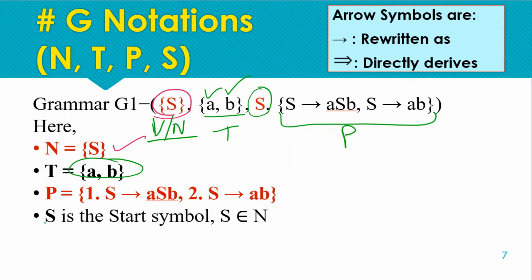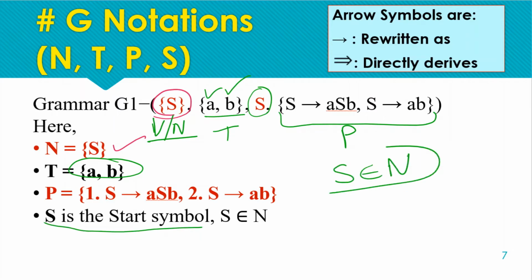So here S is the start symbol, and also S is a non-terminal, because S can be the start symbol if and only if S is a non-terminal or a variable, because we have to rewrite S during the deriving process. So S will be rewritten as something, meaning some right hand side of the production rule. As here we have only one non-terminal S, and we have two production rules corresponding to S.